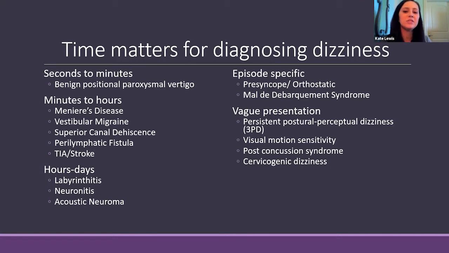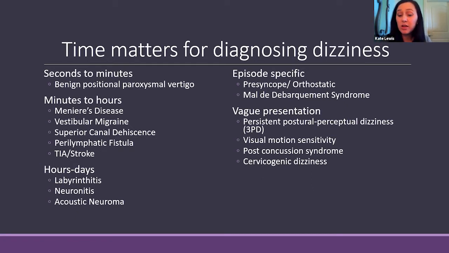If the dizziness is episode specific, then we're looking at maybe presyncope, orthostatic hypotension, or something called mal de débarquement syndrome. If it's a vague presentation where it's like, I just feel off all the time, yes, it ebbs and flows, but I feel off all the time, then we start to think maybe it's something called 3PD, or persistent postural perceptual dizziness, or maybe it's a visual motion sensitivity.